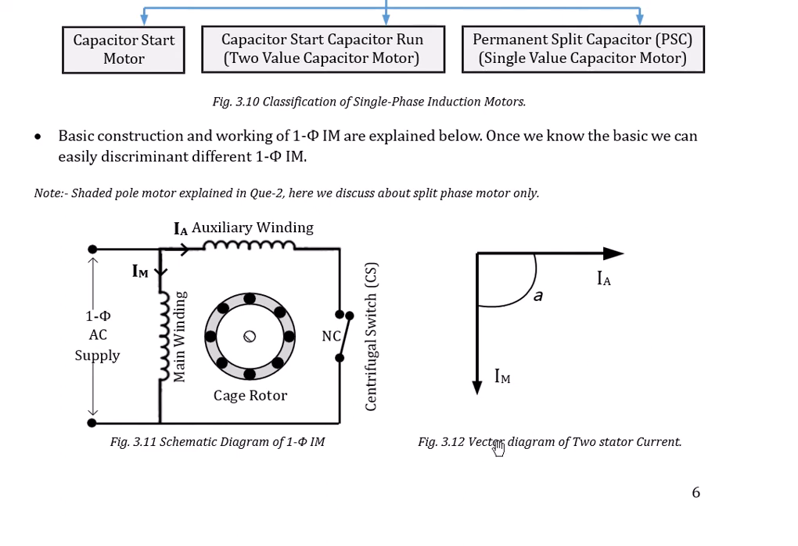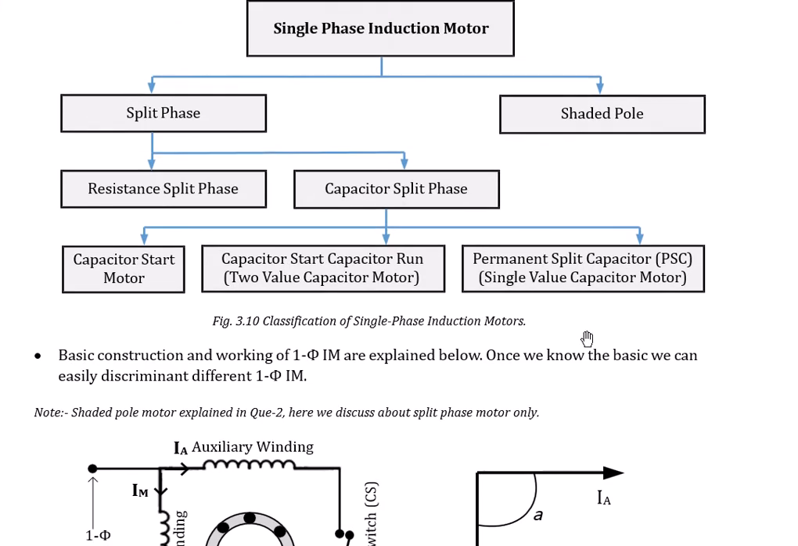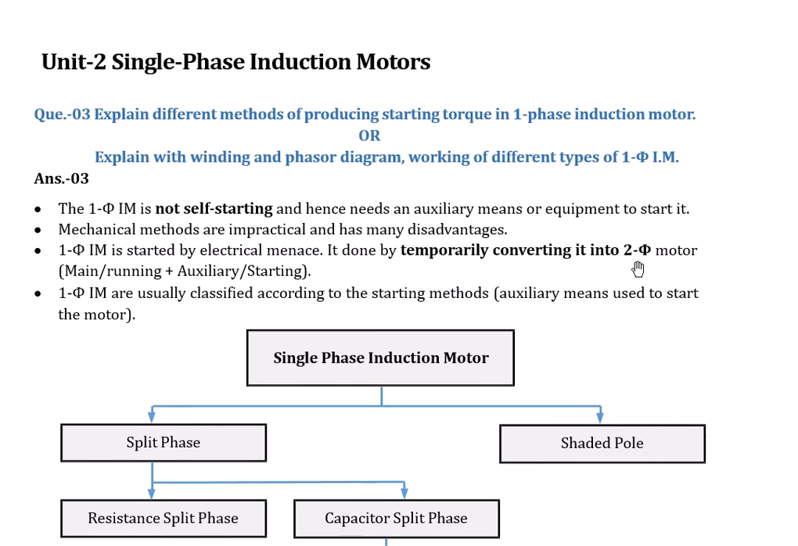This is the vector diagram of the two stator currents: one is the main winding current and the other is the auxiliary winding current IA, so that we get this phase difference. So now we have converted this single phase motor into a two phase motor.